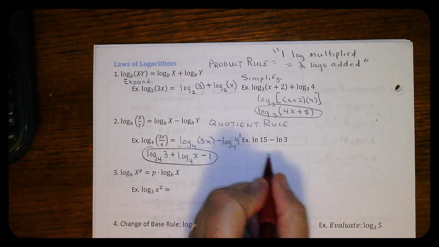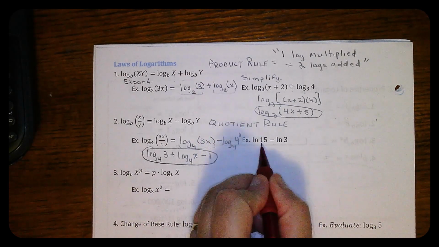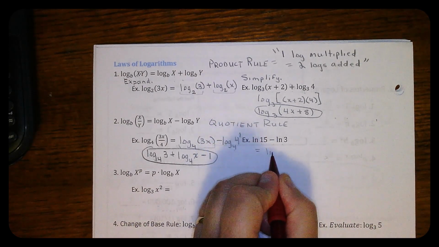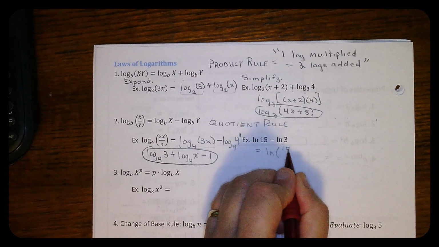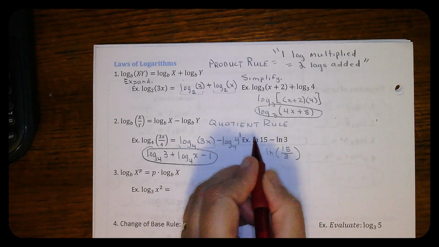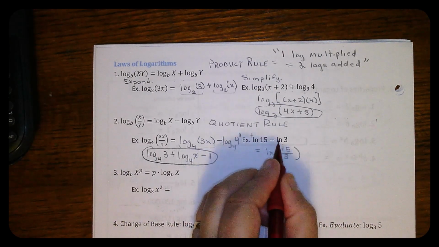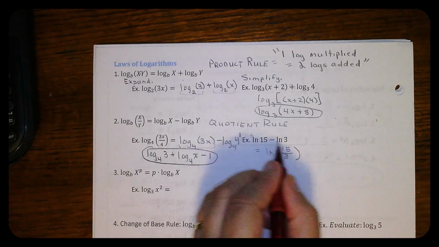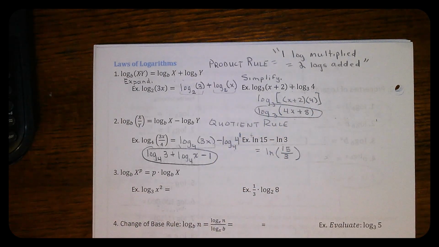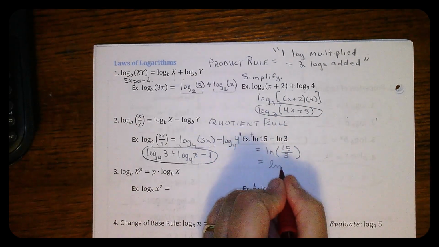All right, let's use the quotient rule going the other way. 2 logs subtracted is equal to 1 log with those numbers divided. And notice that the positive log argument 15 goes on top. The negative, minus 1 to 3, goes on the bottom. You can simplify that. That's natural log of 5.